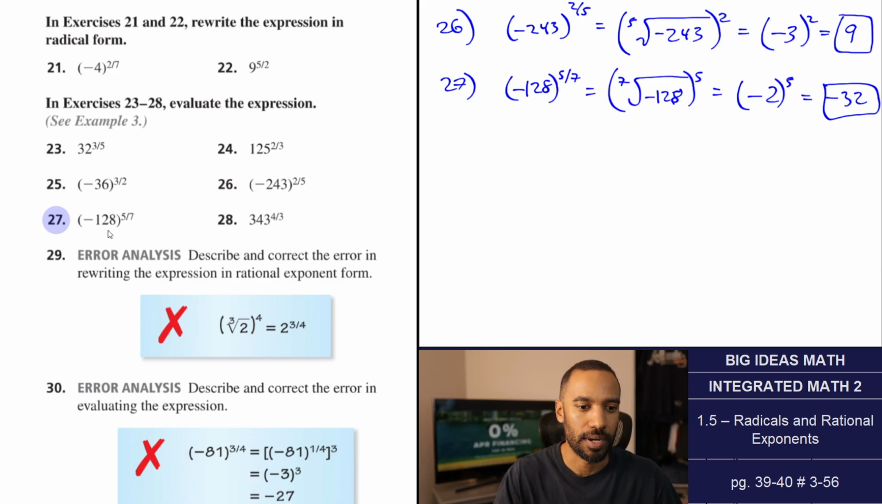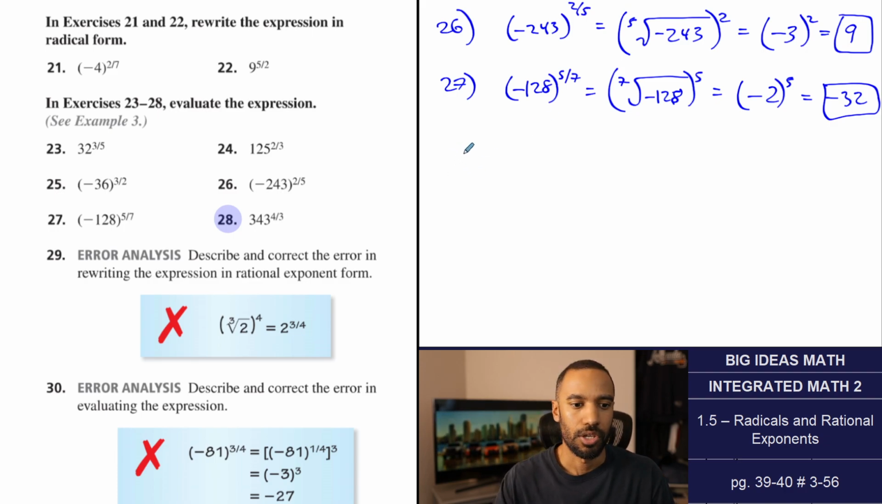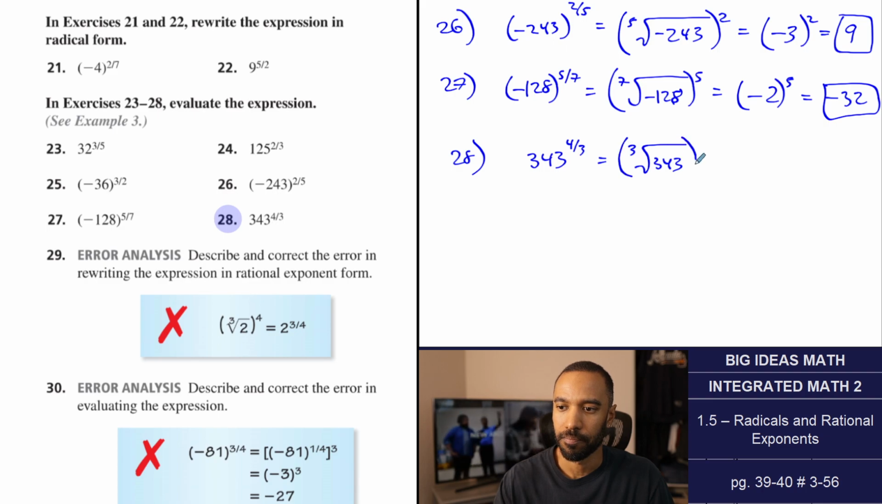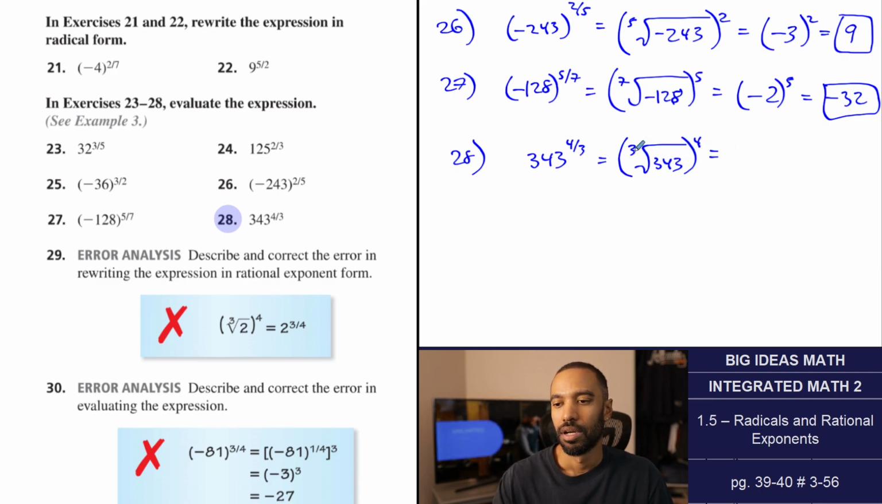And finally, number 28, you have 343 to the 4/3 power. That's the cube root of 343 to the 4th, which is 7 to the 4th. And I don't know 7 to the 4th.